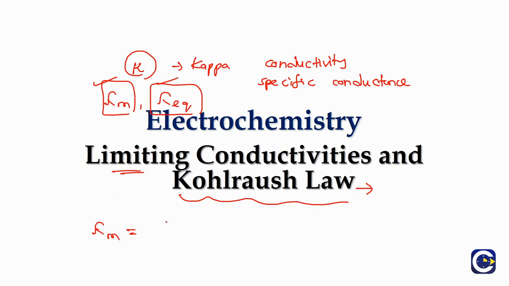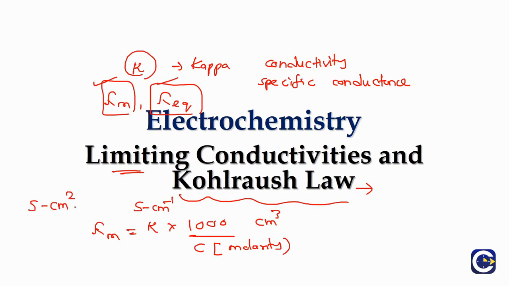If not, I'll just quickly give you the idea. So lambda m will be kappa into 1000 by C. C is what? Molarity. And the kappa, which is the conductivity, will be in the units of Siemens centimeter inverse. So when we multiply conductivity with volume of the solution in centimeter cube that contains 1 mole of that electrolyte, that is what will be the molar conductivity. So molar conductivity will be having the units of Siemens centimeter square per mole.